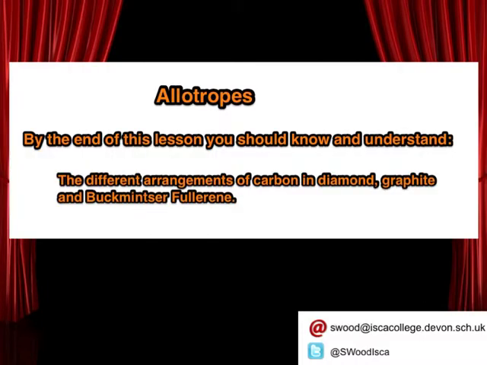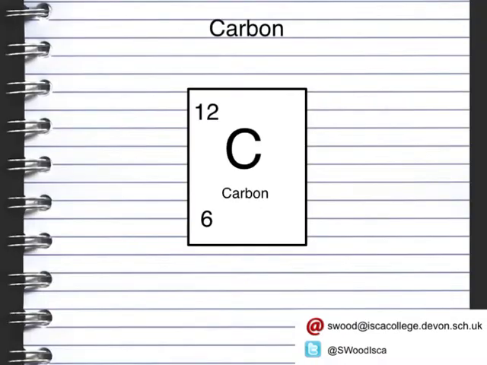Okay, so let's have a look at our objectives for today's lesson. By the end of this lesson on allotropes, you should know and understand the different arrangements of carbon in diamond, graphite and Buckminster fullerene. Now a carbon atom looks like this on the periodic table. So we have a relative atomic mass of 12 and an atomic number of 6. Now carbon is a really important molecule or atom, and we're going to have a look at some of the molecules that exist with carbon.